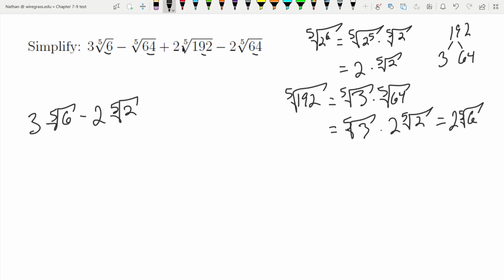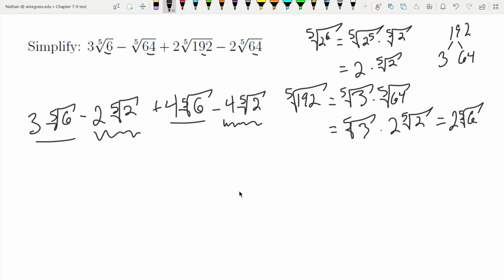Okay, this one's plus 2 times 192. 192 is just 2 fifth root of 6. So 2 times this is going to be 4 fifth root of 6. This and this are like terms. And then finally, 2 fifth root of 64, that's going to be, fifth root of 64 is this. So again, negative 2 times 2 is going to be negative 4 fifth root of 2. And this are like terms.